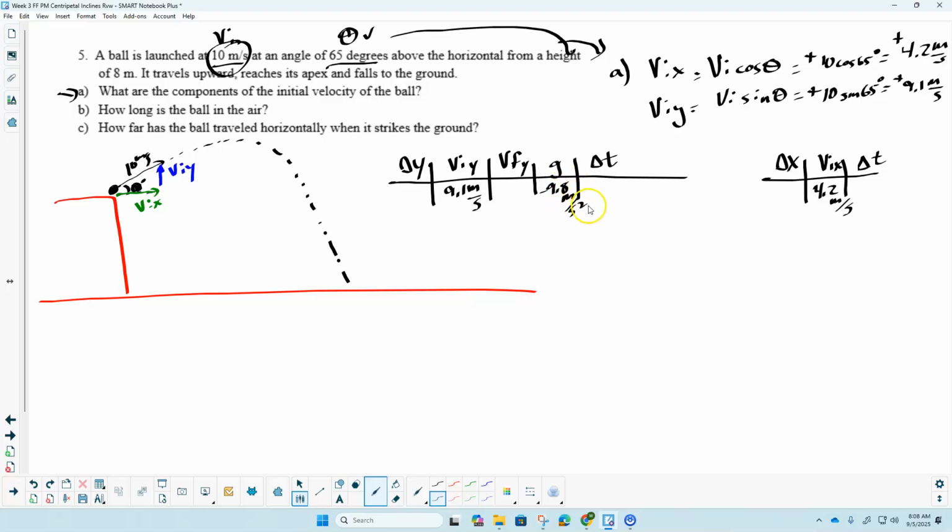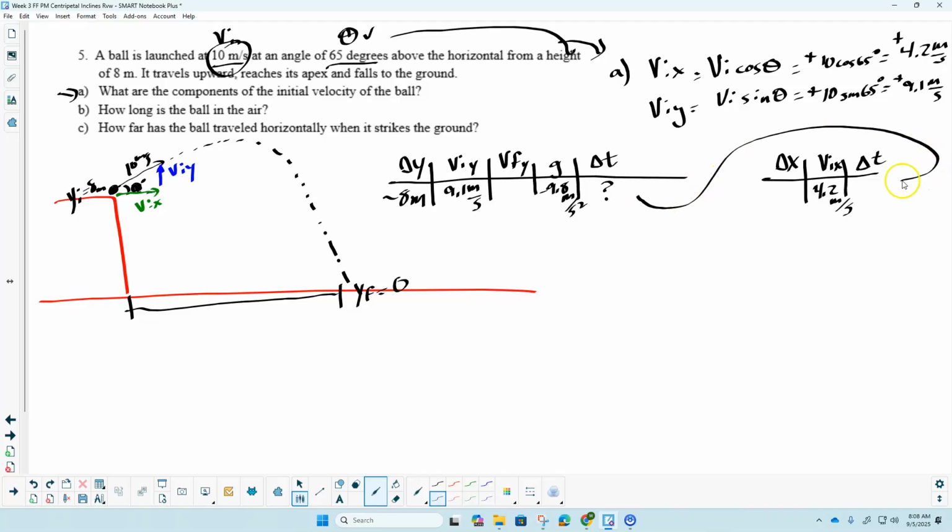Meters per second squared. The ball starts from an initial height of 8 meters, so y initial is 8. It's going to go all the way to the ground, so the final y position is 0. So that's going to be a negative 8 meters for delta y. We're looking for a couple things. So we're looking for how long was the ball in the air, so we're looking for time. So I think we can solve for time using that equation. And then we're going to take that time and plug it in here, because as it's going up and down, it's also moving across. And we're going to solve for delta x, or how far it moves.